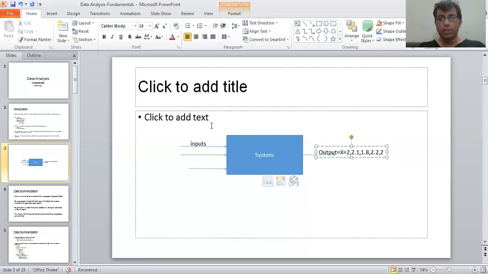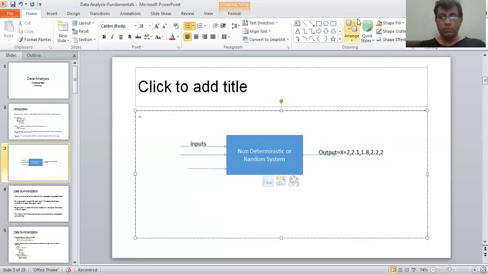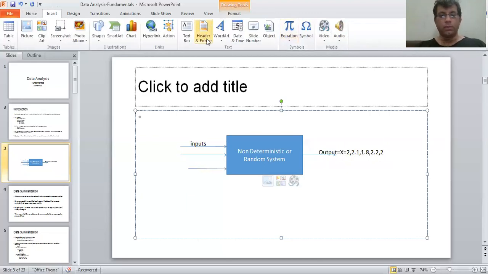And when this happens, we call this system a non-deterministic or random system, because it is giving me outputs which are random in nature. This set of outputs is what we call a random variable. So over here, this x is what we call a random variable.